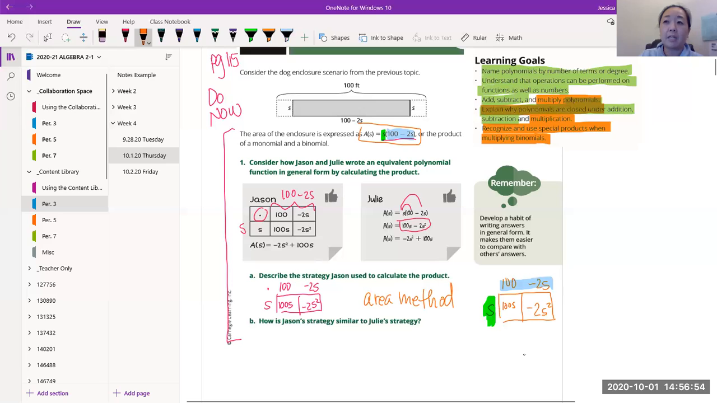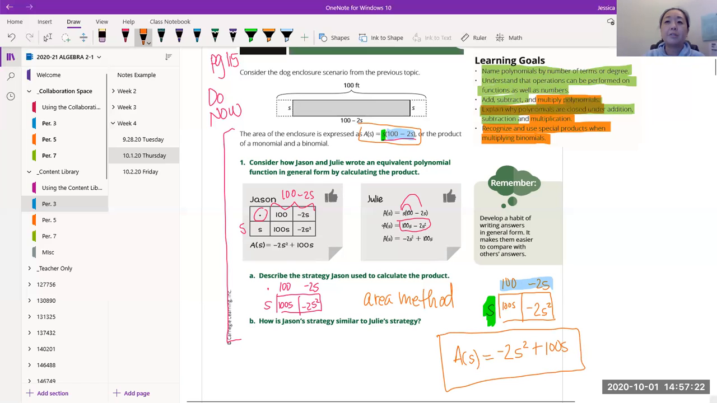And the way we'd write that answer, I like to use the biggest exponent first. So that's going to be negative 2S squared plus 100S. And you might be like, well, how do you know it's a plus? It's because it's positive, so we know that it's going to be a plus 100S. And that's it. So that would be the function. So this was, remember, A of S equals.